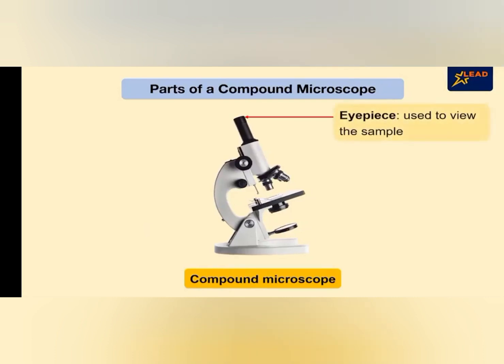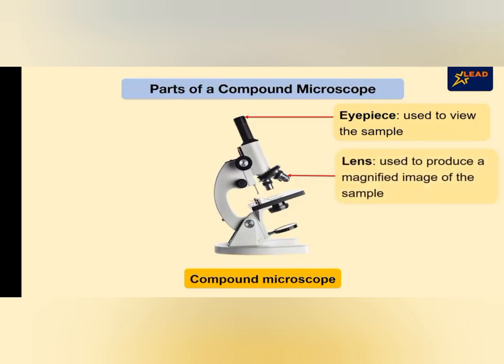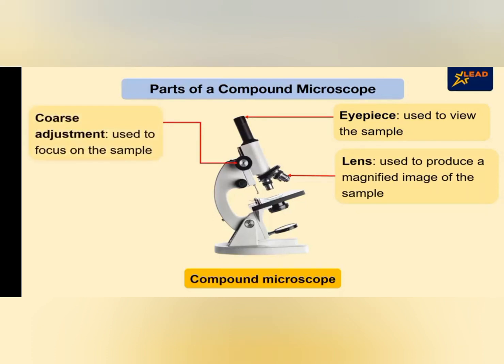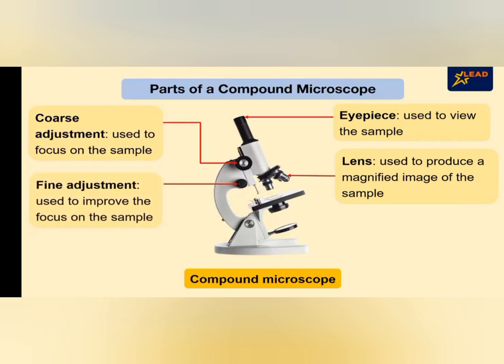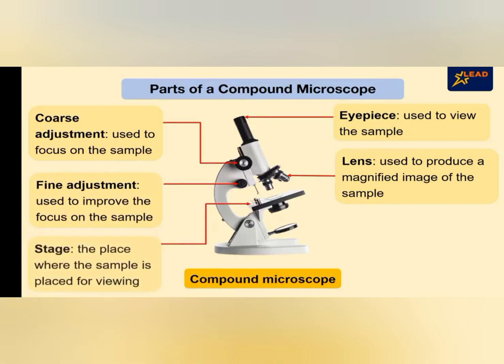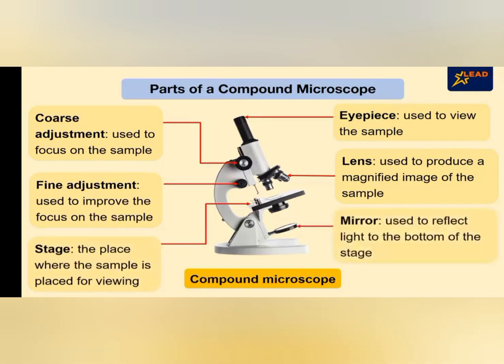The eyepiece is used to view the sample. The lens is used to produce a magnified image of the sample. Coarse adjustment is a screw-like structure that is used to focus on the sample. Fine adjustment is also a screw-like structure used after coarse adjustment to improve the focus on the sample. The stage is the place where the sample is placed for viewing, and the mirror is used to reflect light to the bottom of the stage so the sample can be illuminated.